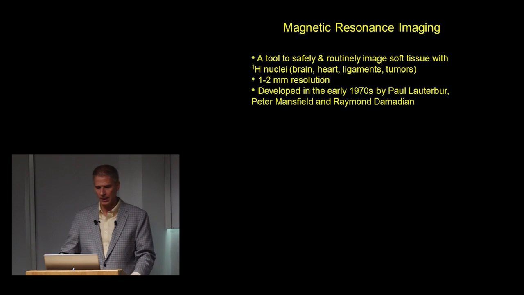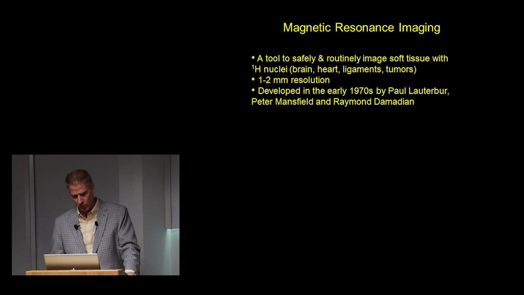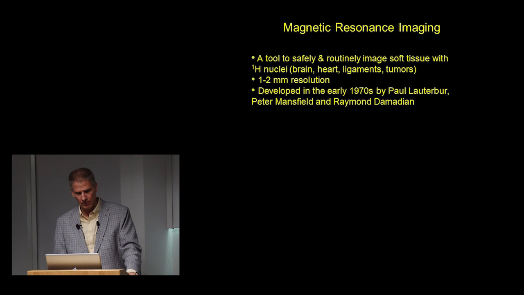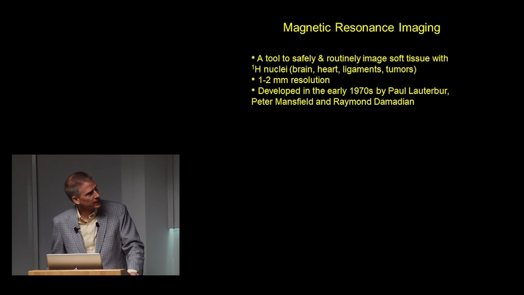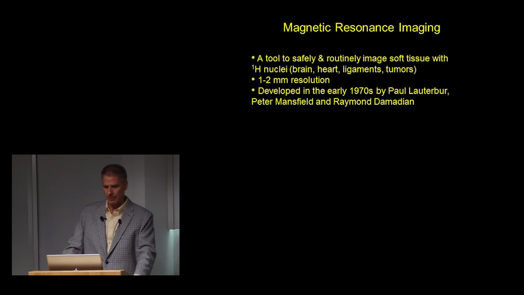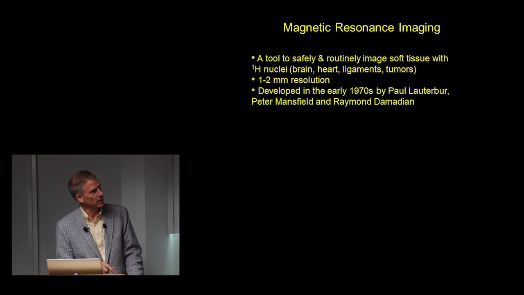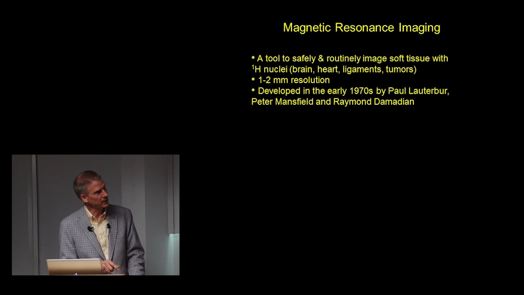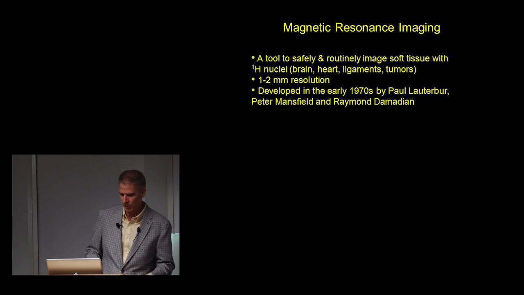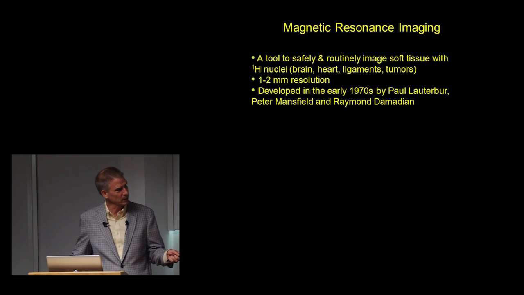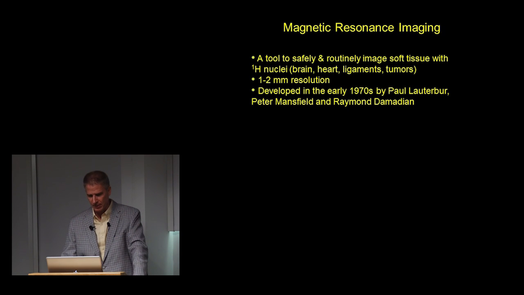It was developed in the early 70s, so the technique isn't all that old, by Paul Lauterbur of Illinois, Peter Mansfield in England, and Raymond Damadian. The first two gentlemen got a Nobel Prize in 2004. He didn't, and you might remember at the time, he and his friends got together and wrote big advertisements in the New York Times that this was very unjust, and there was a big controversy over it. But those are the three individuals that are typically mentioned in connection with MRI imaging.